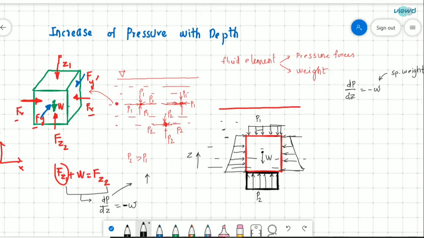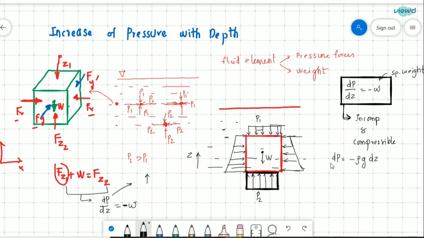We also need to remember that this is a very important equation, and it can be applied for compressible and incompressible fluids. For liquids, the density will be almost constant. So dP equals minus rho g dz. We can write this W as rho into g. Specific weight can be written as the product of density and acceleration due to gravity.